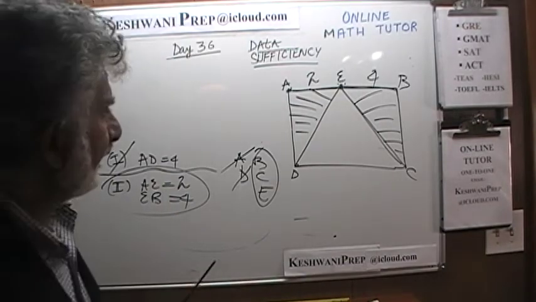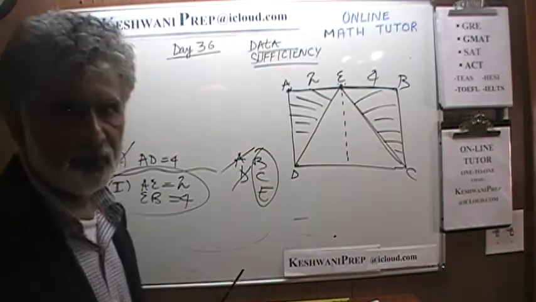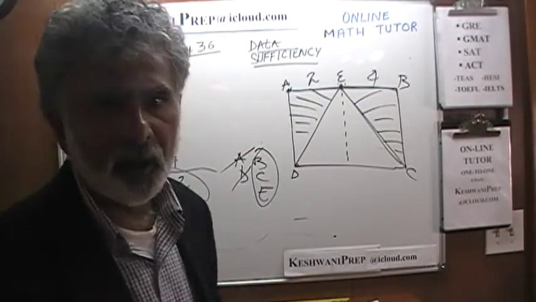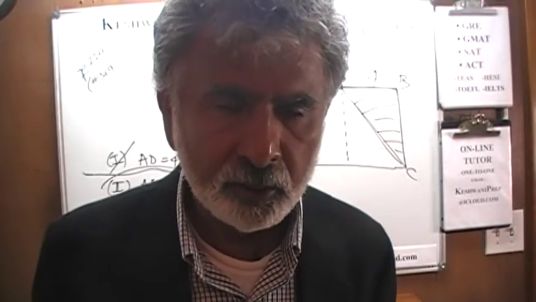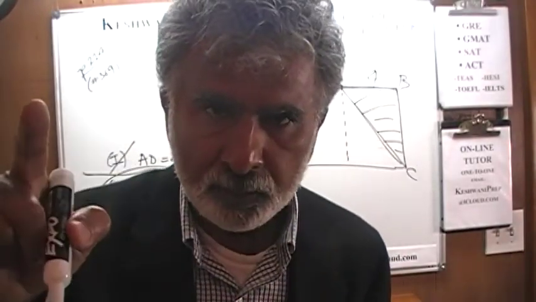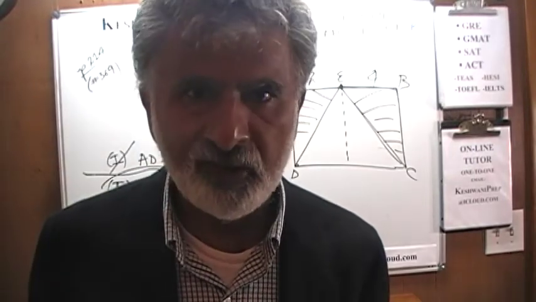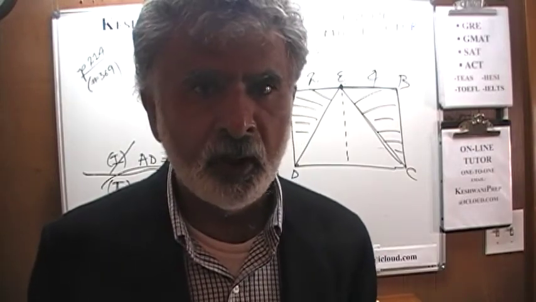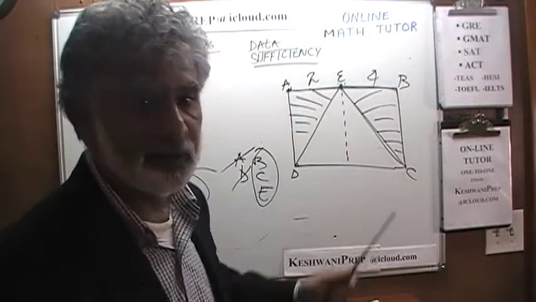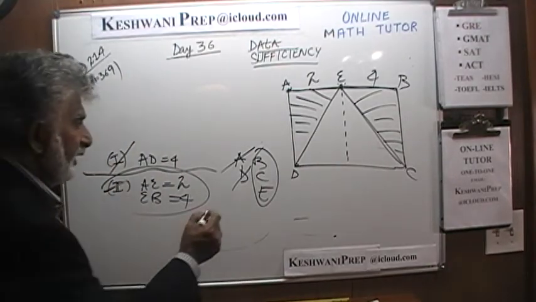I hope that you're able to see immediately that the height here plays no role. It plays no role because they both have the same height. And since we're looking for the ratio of the two triangular regions, when we put the area of one triangle on the top and the area of the other triangle on the bottom, the height is going to cancel out. We don't need to know the height. As long as we know the bases, that is all we need. This second statement by itself is enough. The answer here is B.